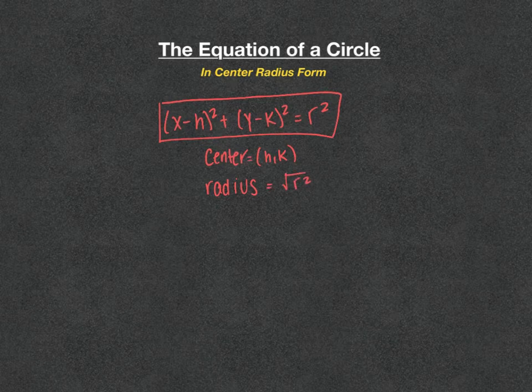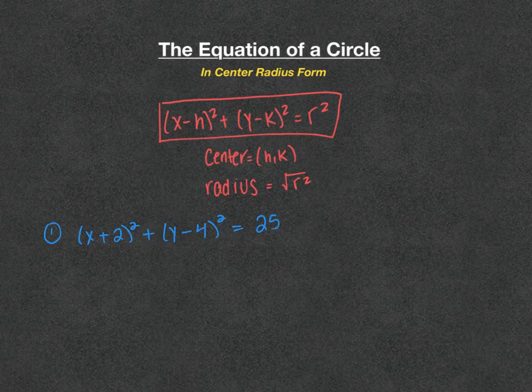So let's show you how it works. Example number one, let's just say I have the equation (x plus 2) squared plus (y minus 4) squared equals 25. From this equation, you should be able to tell me what the center is and what the radius is. I'll put C for center and R for radius.